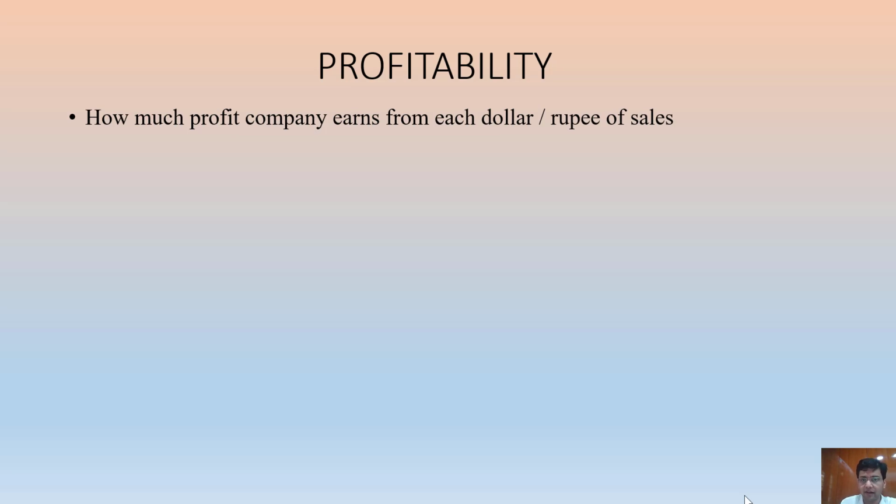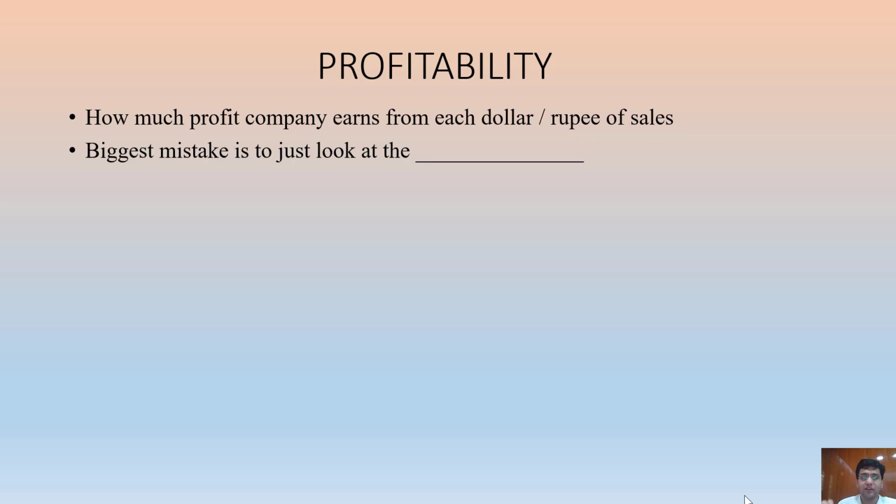So let's start with our first moat, profitability. The easiest and the most intuitive way to understand the moat of the company. Essentially, we are looking at how much profit a company earns from each dollar or rupee of sales. Say, for example, you read a statement that the net profit ratio of Apple is 30%. What does it mean? It is just a simple way of saying that for every dollar of sale which Apple makes, it is earning 30 cents on that dollar.